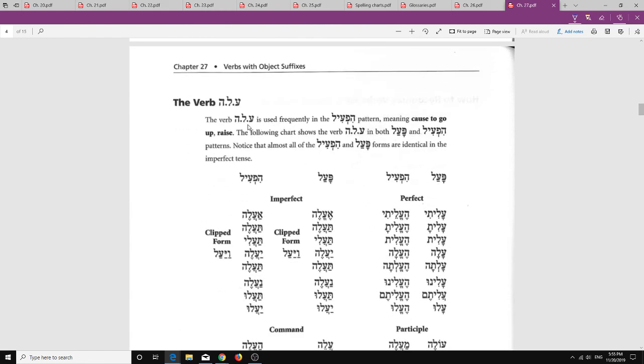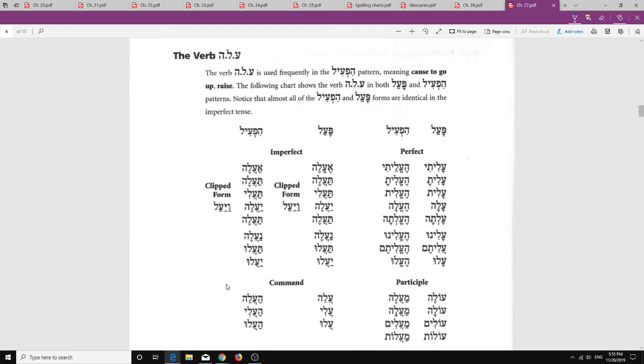So let's talk about our verb Alah. It's frequently used in the hifil pattern, so if you remember, this will mean something like cause to go up, or even raise, right? This chart is mainly for your benefit to be able to see that for our verb Alah, in the imperfect, both the pa'al and the hifil actually share many forms.